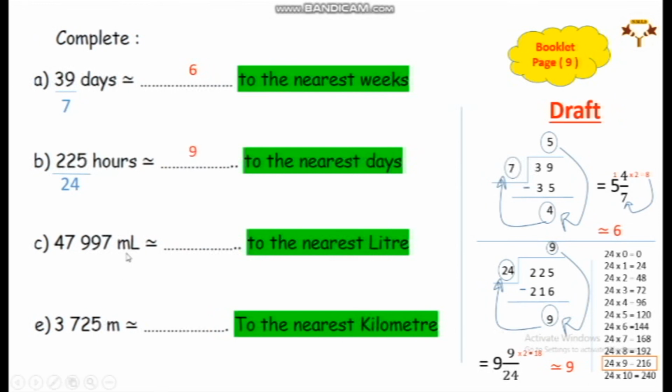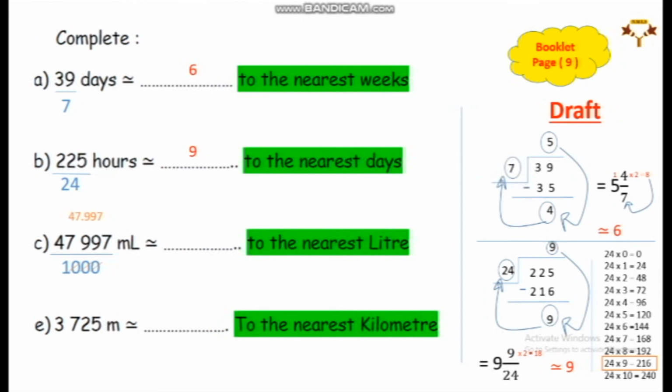Here we have 47,997 milliliters, approximately equal to what? To the nearest liter. So here approximation to the nearest liter means approximated to the nearest unit. You have to know that 1 liter contains 1000 milliliters. So I have to divide by 1000. When I divide it by 1000, the decimal point will enter after 3 places from the right hand side. So the answer will be 47.997.